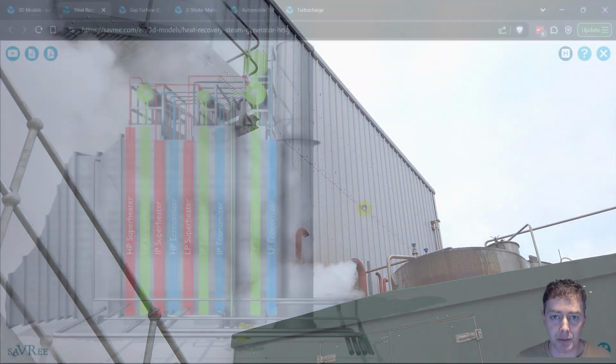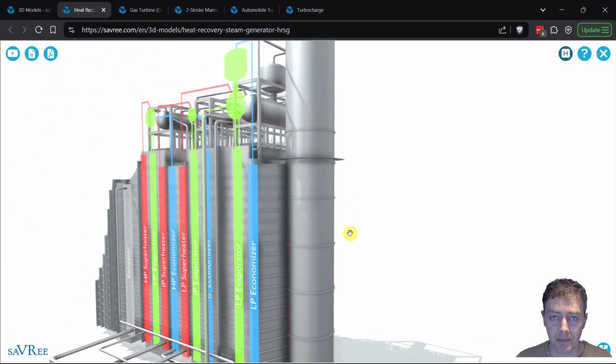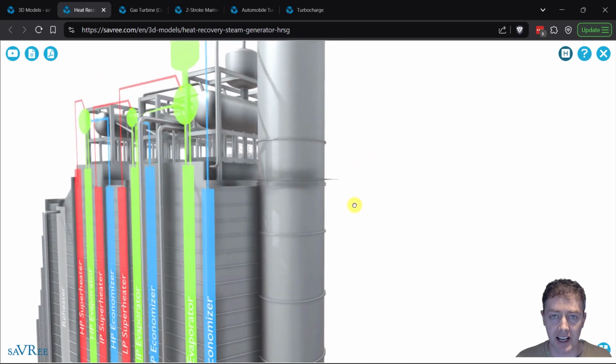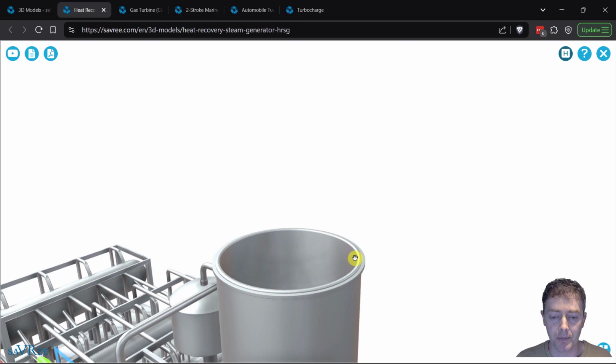Once we've harnessed as much energy from the exhaust gases as possible, as much thermal energy, we're then going to send them into this stack here, and we'll discharge the exhaust gases to atmosphere.